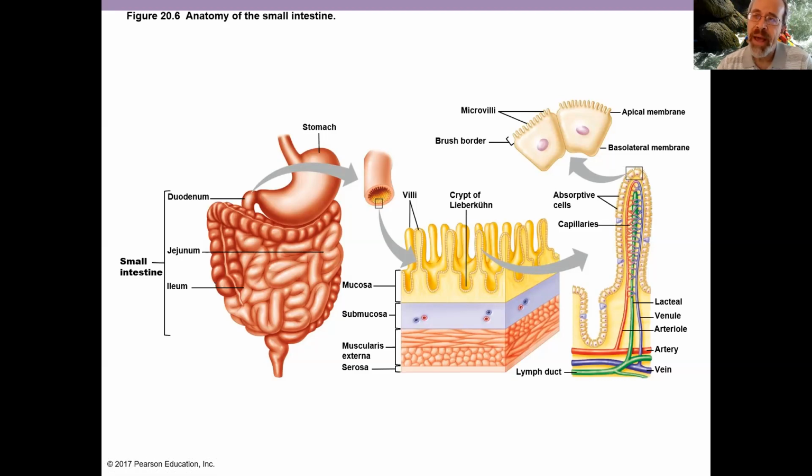That's why people who have a condition, which we'll talk about, known as celiac disease. Celiac disease is a reaction to gluten, as many of you guys know, a very severe reaction, which results in the destruction of some of those microvilli, which impairs absorption. So you can actually become malnourished.